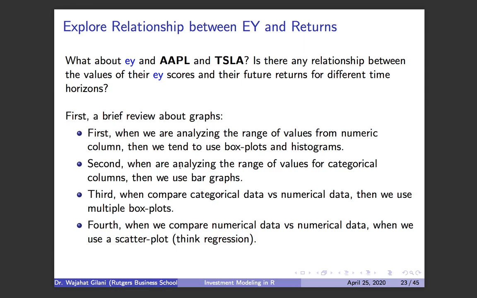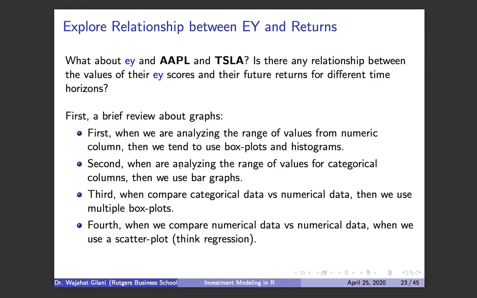Now, let's explore the relationship between EY and returns. You guys know from stats, when we're analyzing a relationship between two quantitative numbers, we use a scatter plot. A brief review of your graphs: if you're analyzing just a range of values for a numeric column, you can use box plots or histograms. That'll show you the distributions. Box plots give you the 5-number summary. Histograms give you the distribution of the number. When you're analyzing categorical columns, we obviously use bar graphs. Third, when you compare categorical versus numerical data, that's when we use a multi-box plot.